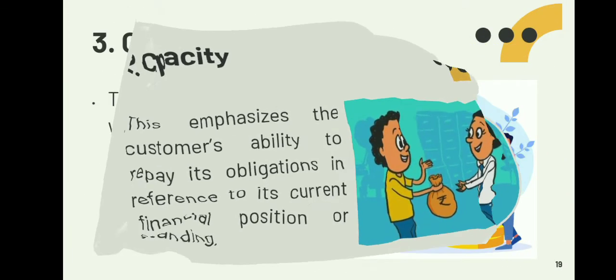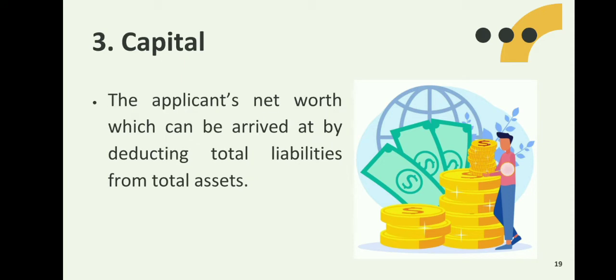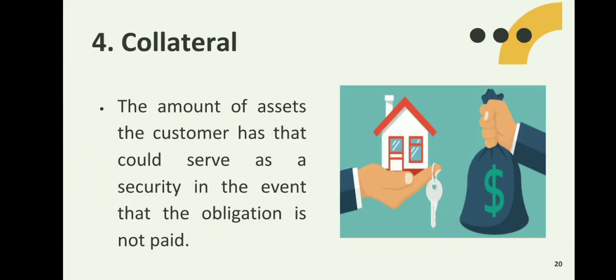Number 3 is capital. This is the applicant's net worth, which can be arrived at by deducting total liabilities from total assets. Lenders also consider any capital the borrowers put toward a potential investment. A large capital contribution by a borrower decreases the chance of default. Borrowers who can put a down payment on a home, for example, typically find it easier to receive a mortgage.